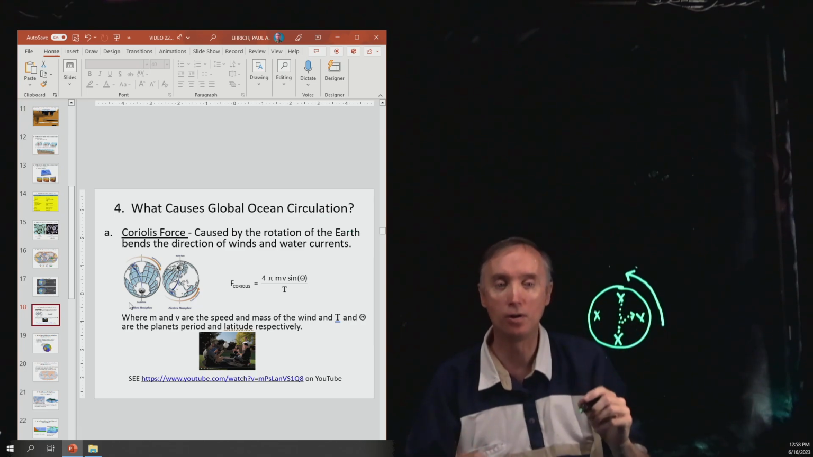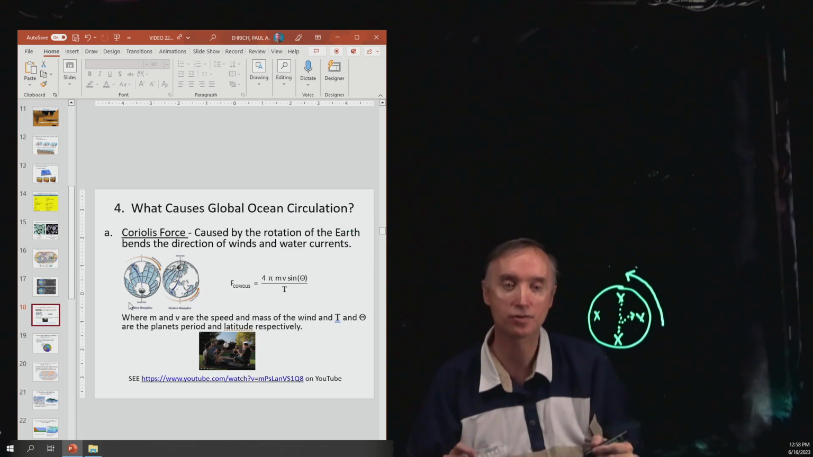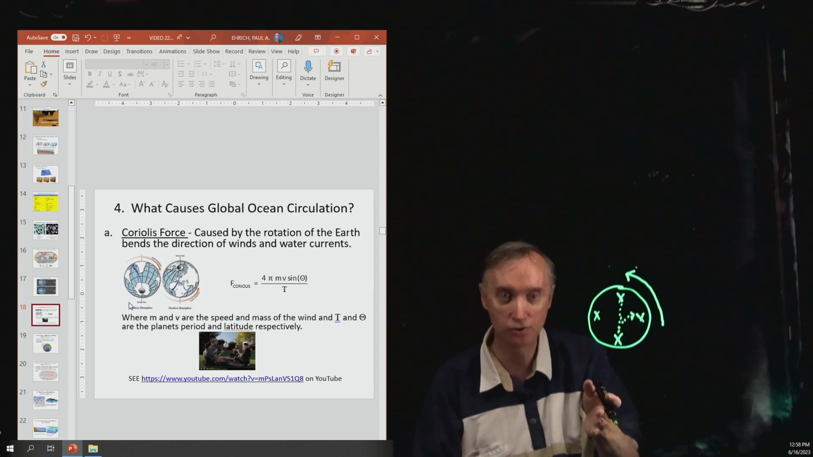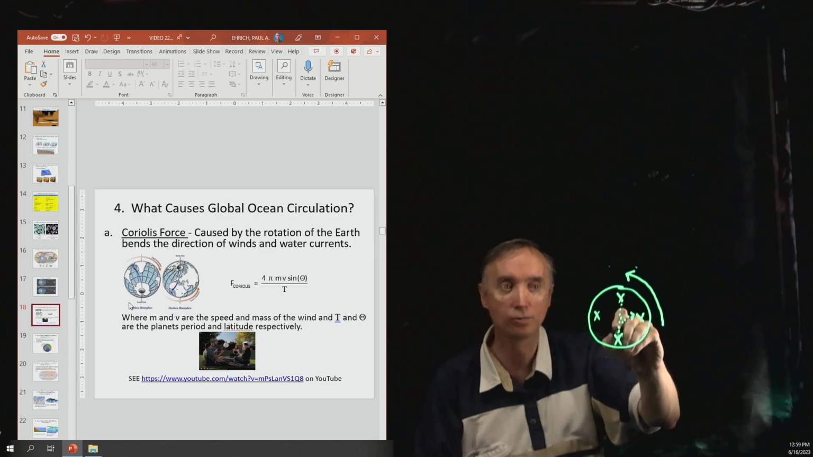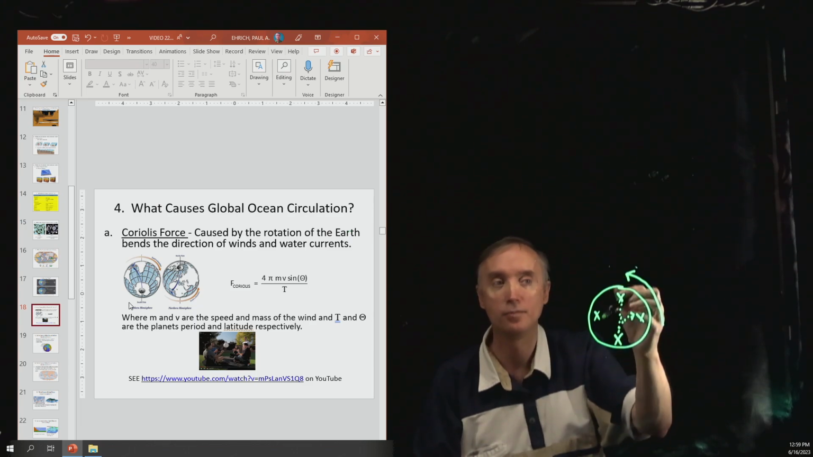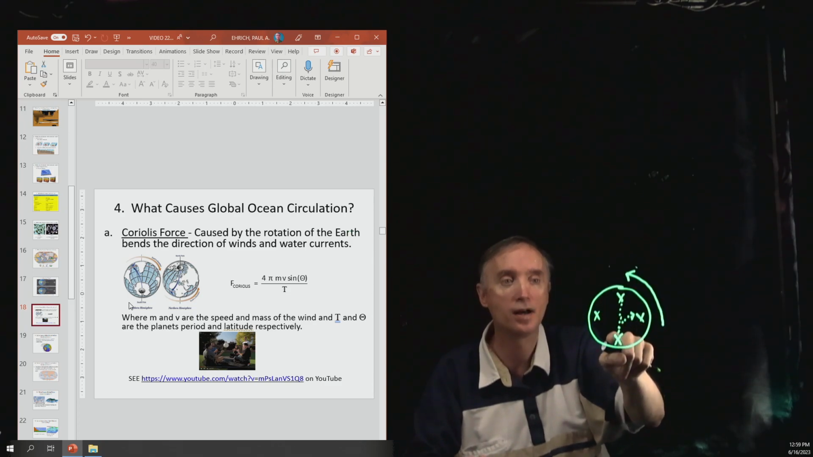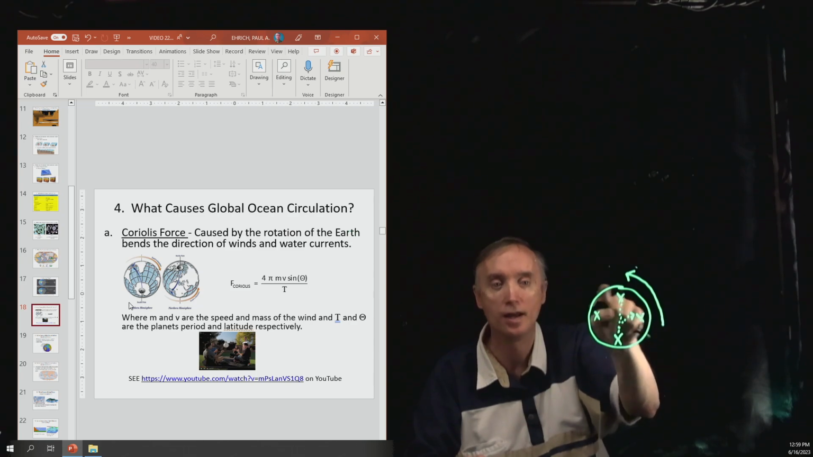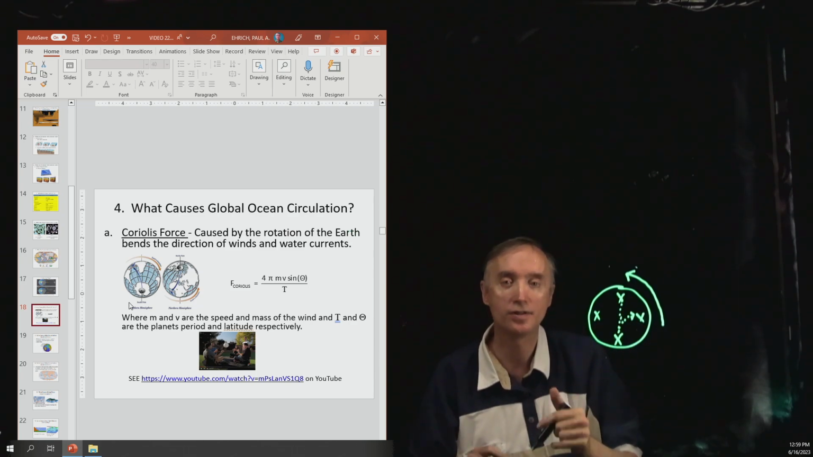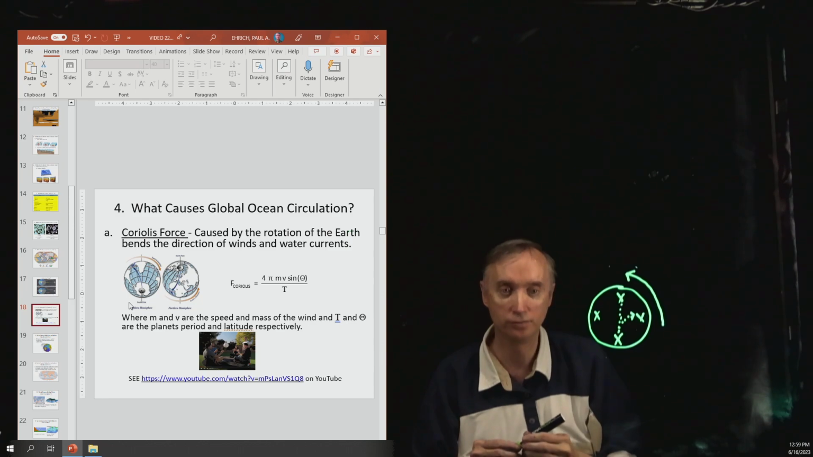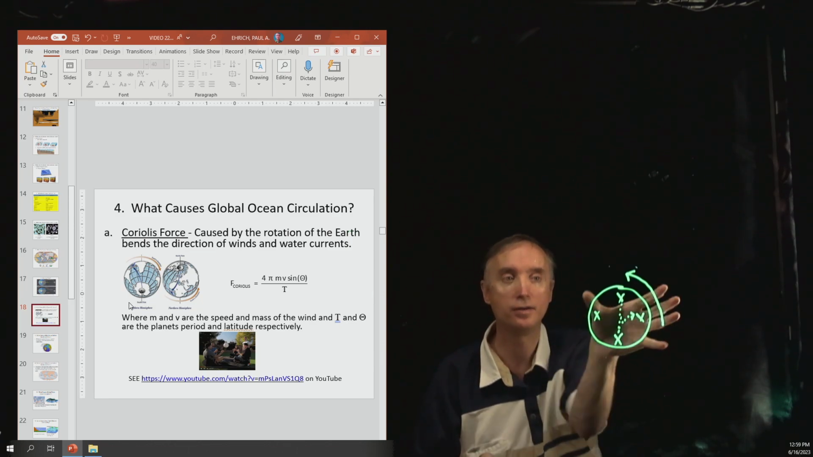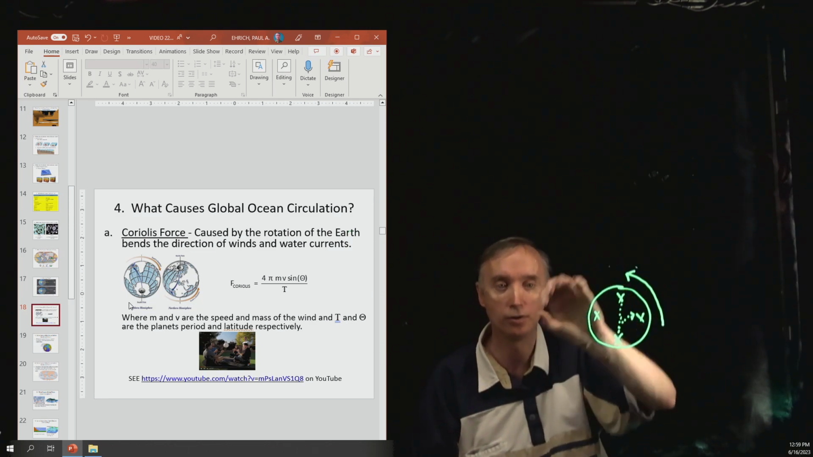The ball really did go in a straight line. That's Newton's first law of motion: an object in motion stays in motion and goes in a straight line. But because the merry-go-round was rotating, by the time the ball got over to here, this person had rotated over to here and they caught the ball. So it's an optical illusion caused by the rotation of the merry-go-round.